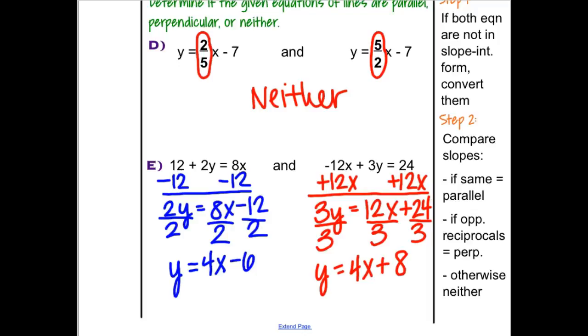We aren't worried right now about the y-intercept. That's something that will be dealt with in 2.3. But I look here and I see I've got a 4 and a 4. So that must mean that they are parallel.